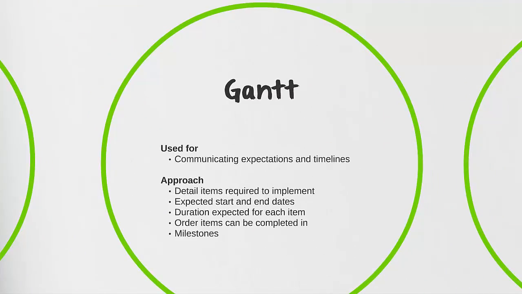A Gantt or a Gantt chart is used to help communicate the expectations and timelines for a given change or project. The intention of the Gantt is that it's going to create a visual aid for you. It will detail out all the items that are required to implement, as well as a sequential order, meaning that if one item is dependent upon another, you'd be able to see that throughout your Gantt chart. It also has the expected start and end dates, the duration for each item, as well as the milestones.